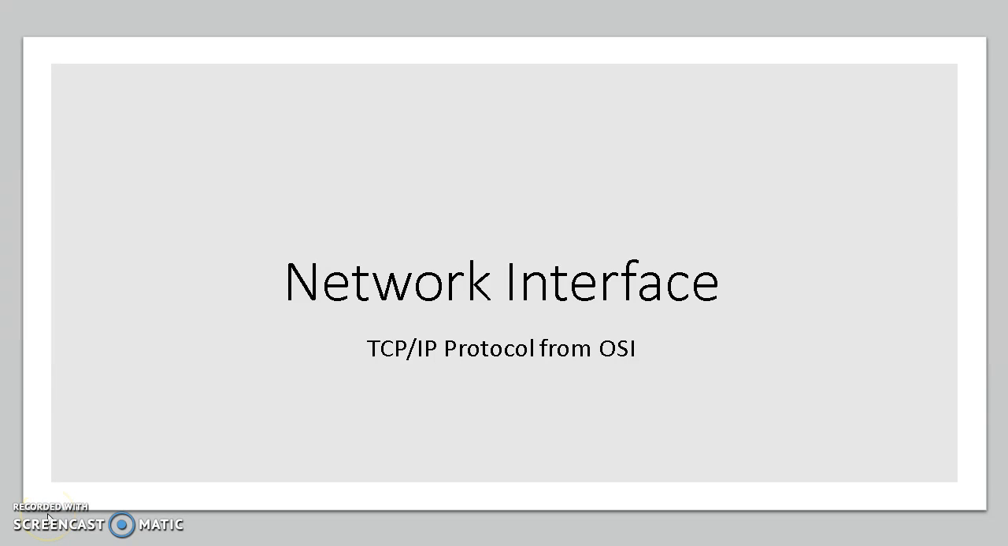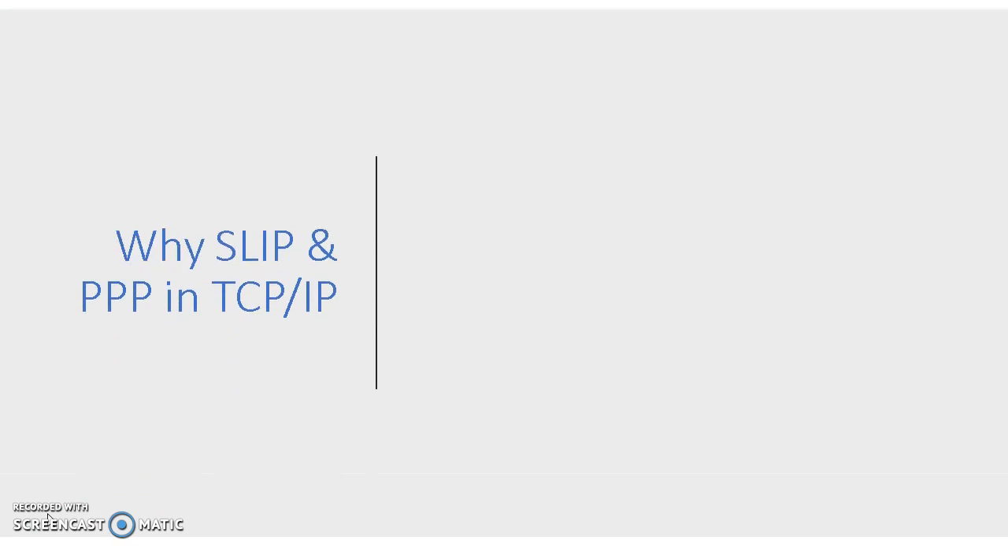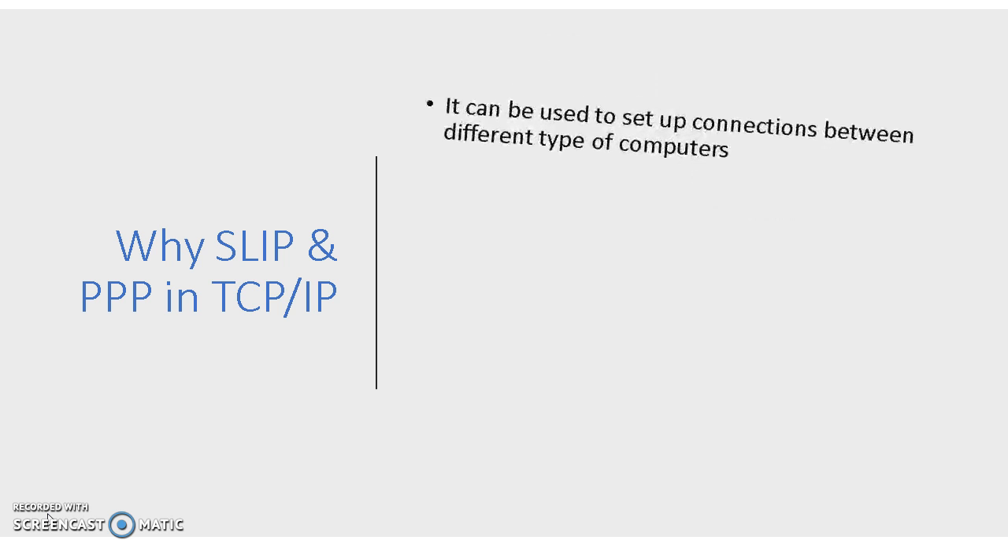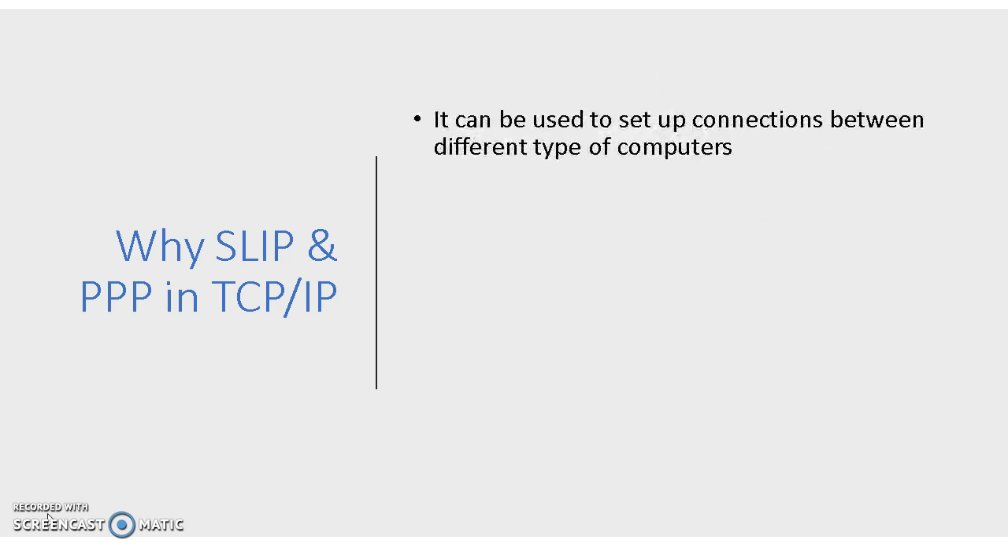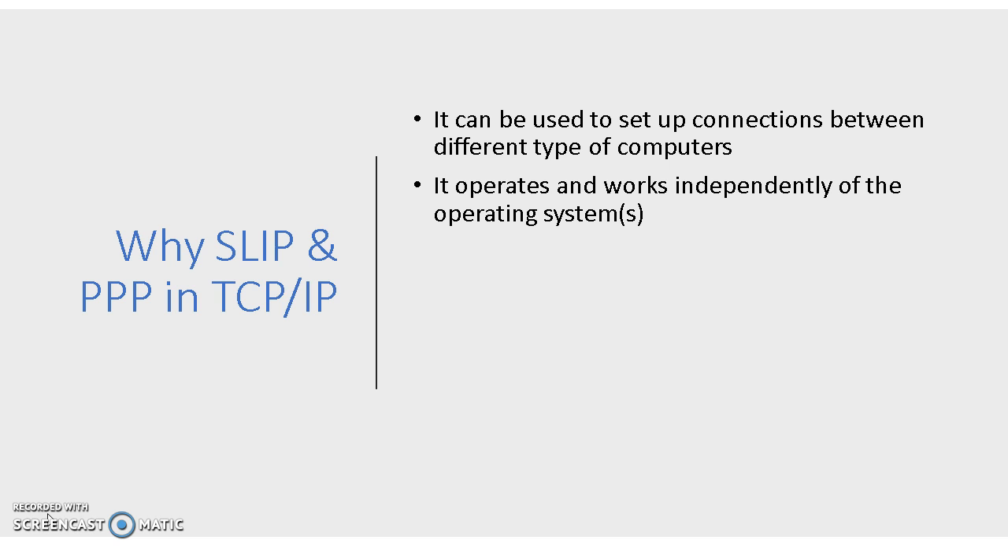Today I'll be talking about the network interface layer of the TCP/IP protocol. This is a little bit different from the OSI protocol, but TCP is the current standard. We're also going to be discussing what we call SLIP and the point-to-point protocol in TCP/IP. It can be used to set up connections between different types of computers. It operates and works independently of the operating systems.